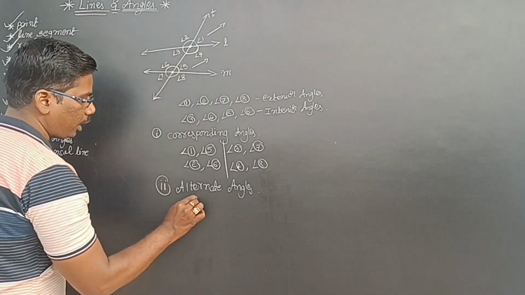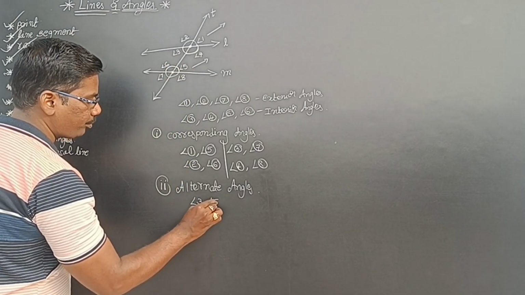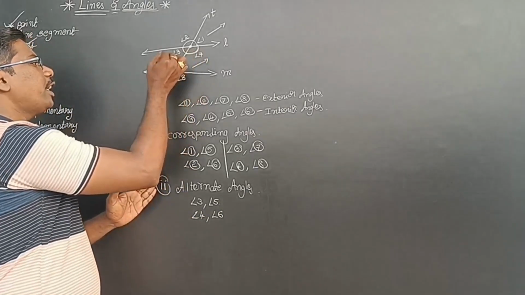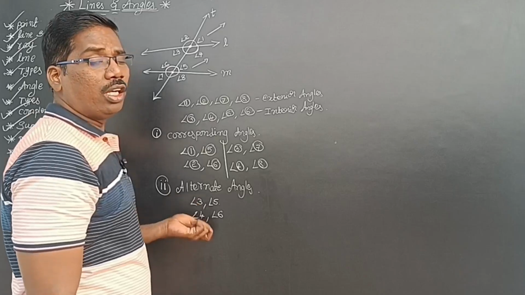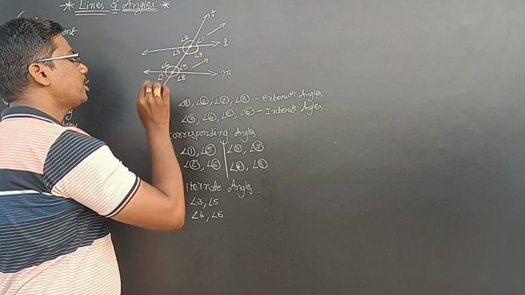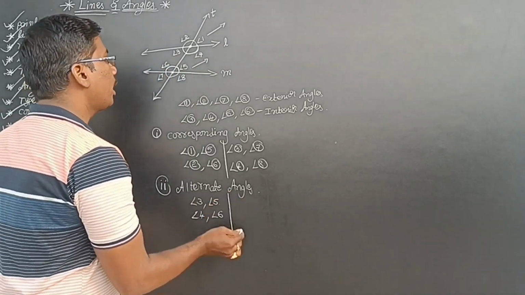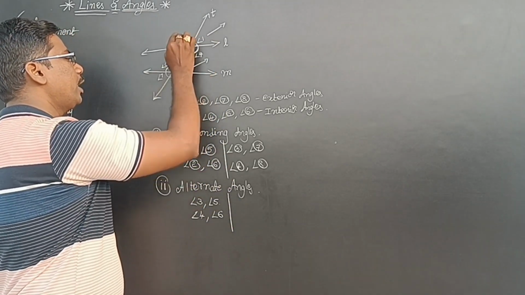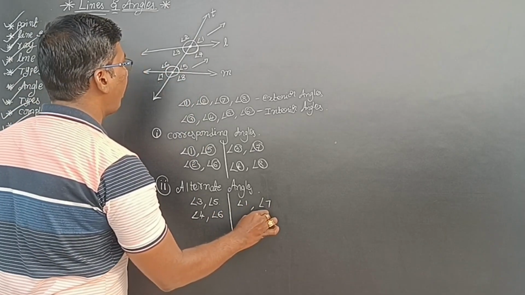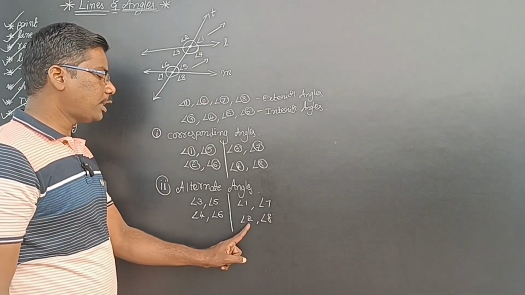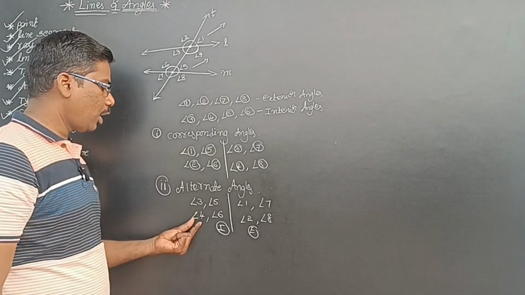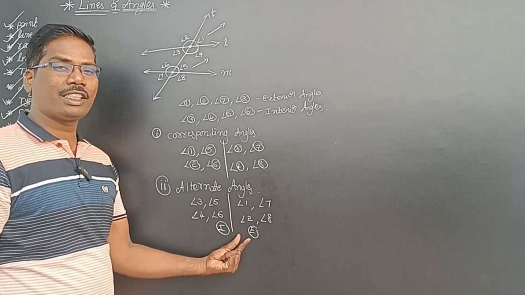Now see here, angle 3, angle 5, angle 4, angle 6. These are interior angles, and by another name, alternate interior angles. So 3 and 5 are alternate interior angles, 4 and 6 are alternate interior angles. If you observe clearly, 1 and 7 are also alternate, 2 and 8 are also alternate. These are alternate exterior angles. These are interior angles, these are exterior angles.